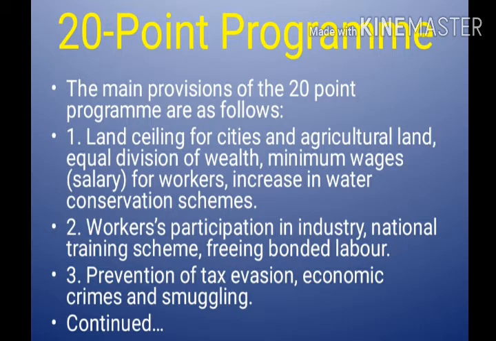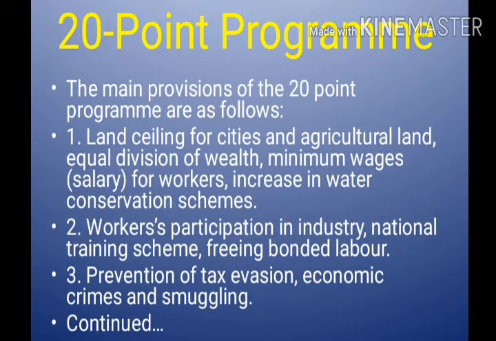And finally, the nation resolved to make efforts to rapidly become a developed nation. The main provisions of this 20-point program are as follows: land ceiling for cities and agricultural land, equal division of wealth, minimum wages for workers, increase in water conservation schemes. Second, workers' participation in industry, national training scheme, freeing bonded labor, prevention of tax evasion, economic crimes and smuggling.